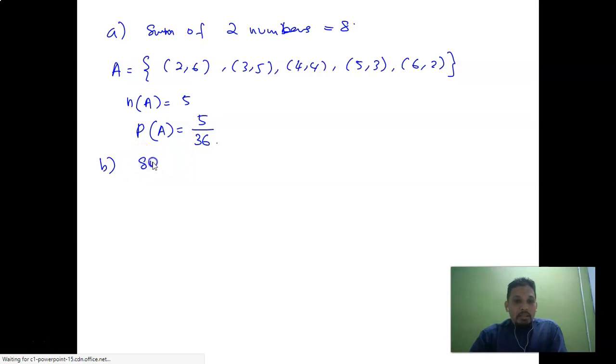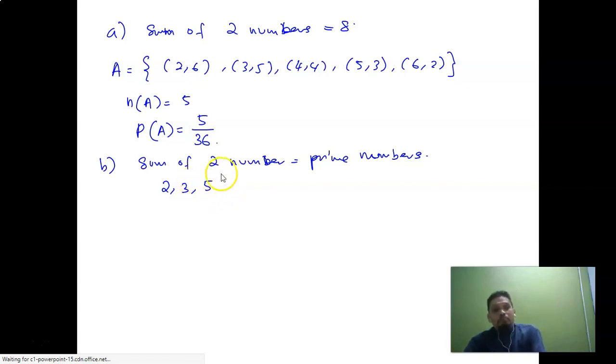whose sum of two numbers equal to prime numbers. Okay, so prime numbers, we begin, let's say 2, 3, 5. 4 can divide by 2. Nope. Okay. 6, nope. 6 can divide exactly by 3. But you have 7, 8, nope. 9, nope. 10, nope. 11, 13. Okay. So then let's take a look at this one here.